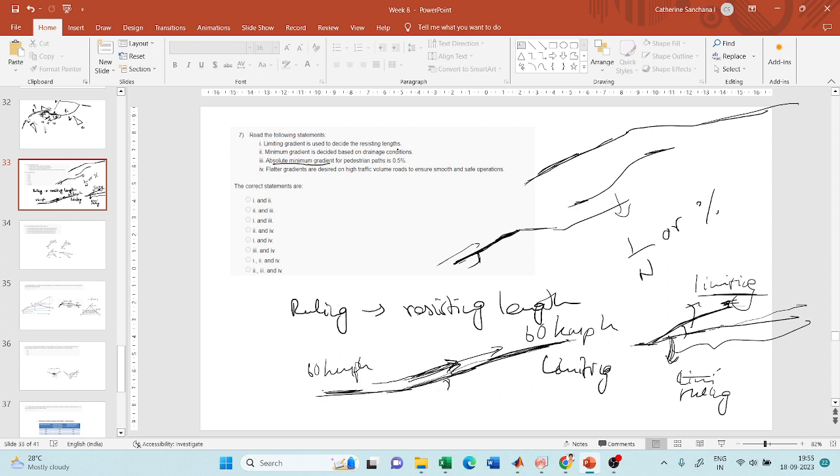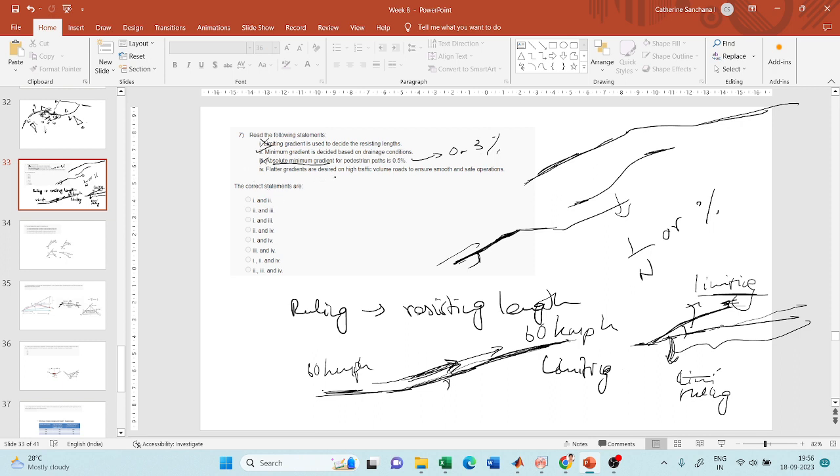So absolute minimum gradient for pedestrian paths is 0.3%. It is there in slides. You can refer to it. So based on these terms, we will see which is correct and which is wrong. Okay. Limiting gradient is used to design resisting lengths. Is it so? It is not the correct answer because it is ruling gradient which provides the resisting length, right? Now, next question is minimum gradient is decided based on drainage conditions. Yes, we saw that this is correct. Absolute minimum gradient, I already told you that it is not 0.5% but 0.3%, so this is wrong.